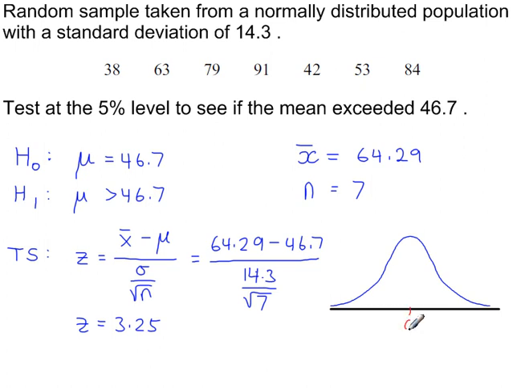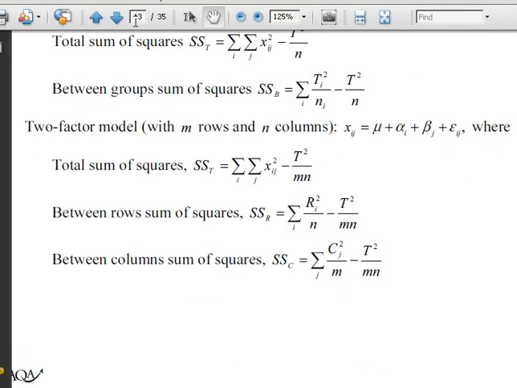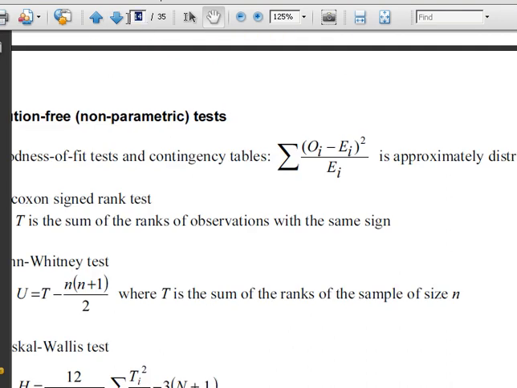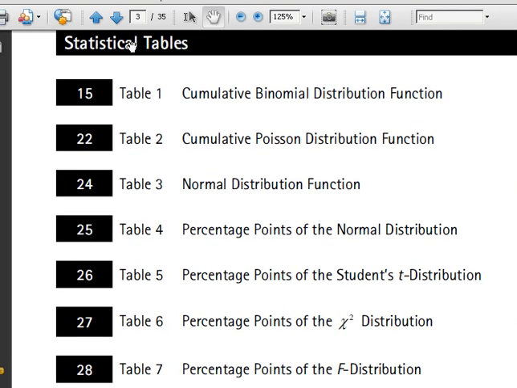Sketch the standard normal distribution. We're looking for 5% shaded to the right. 5% here, 95% here, so we need the Z value, this critical value here, going to table 4 from the formula book. Page 25.